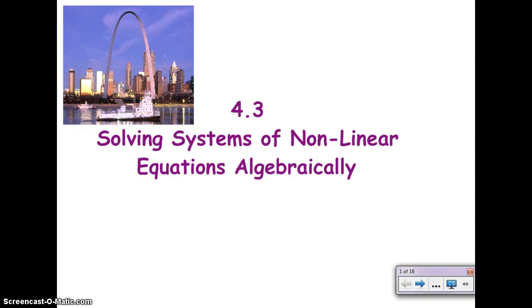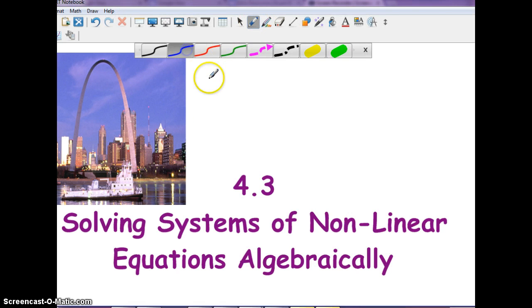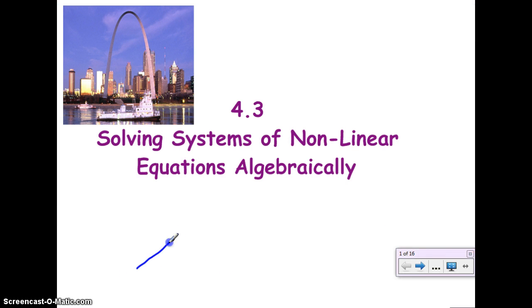All right, guys, so continuing solving systems of non-linear equations, algebraically and graphically. So we are definitely talking about shapes like a line. We are talking about parabolas. And we are talking about specifically where they intersect.